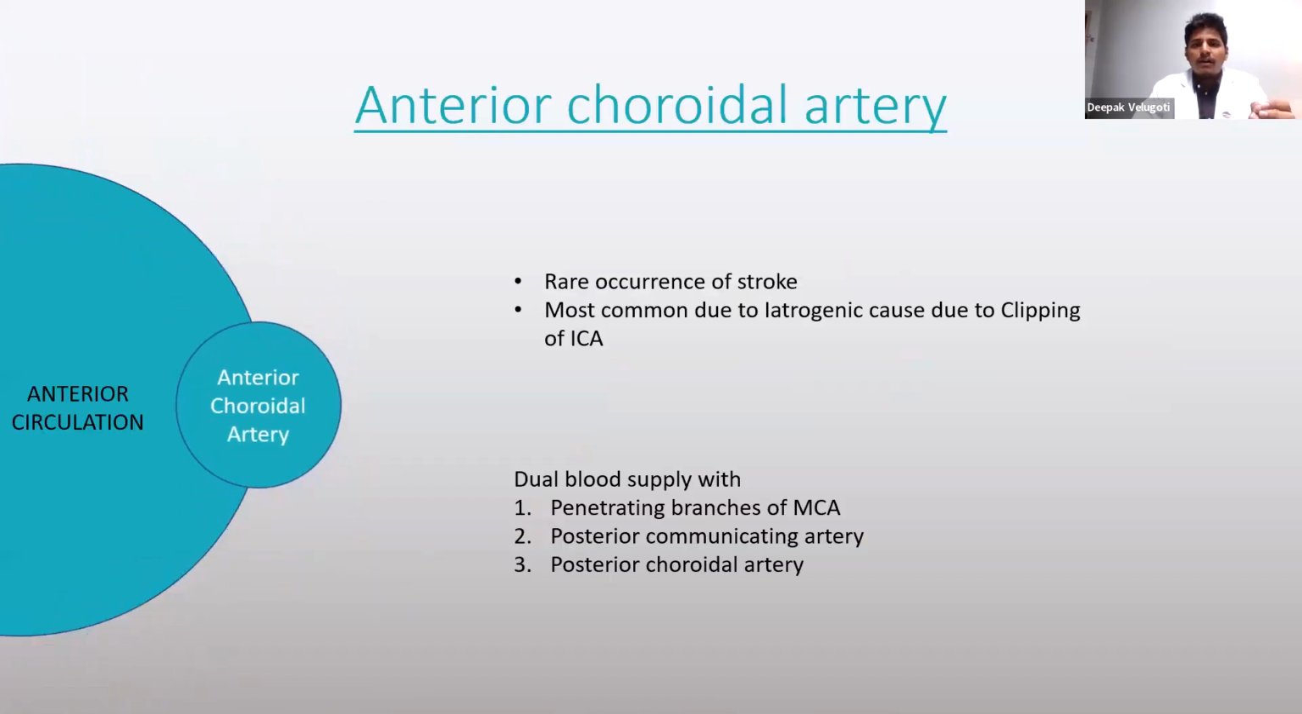Coming to the anterior choroidal artery, strokes of this artery are very rare because of the dual blood supply from different branches of the middle cerebral artery and other arteries, and it is seen most commonly as an iatrogenic cause due to clipping of the internal carotid artery when it is involved with an aneurysm.